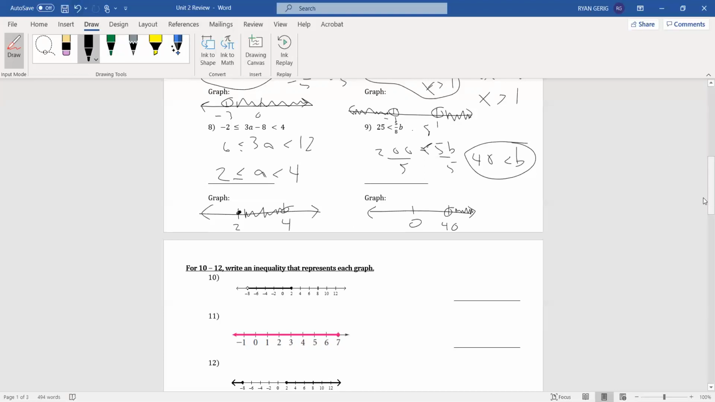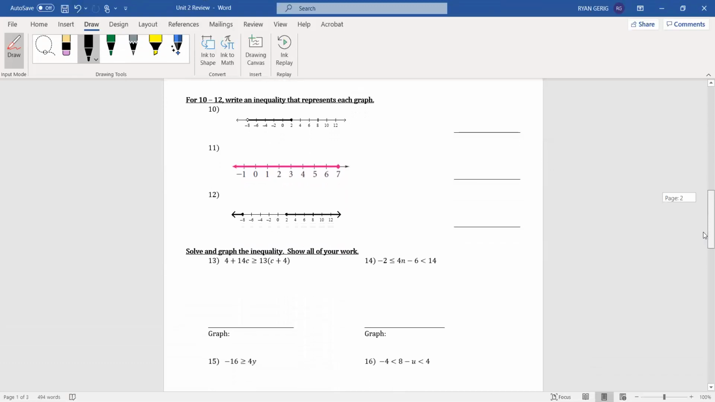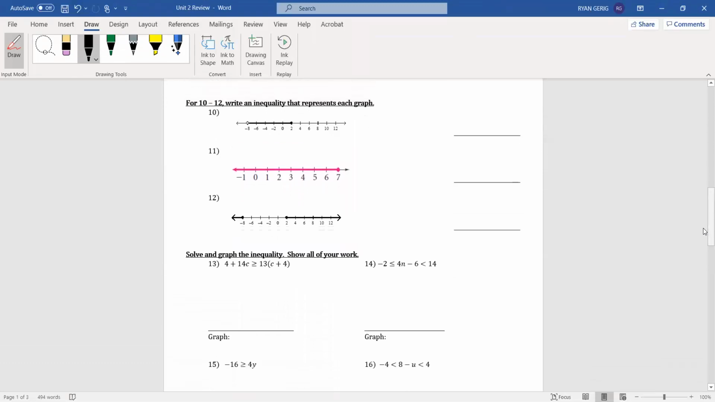Okay. Do a few more here. 10, 11, and 12, and then we'll stop this video. So write an inequality that represents each graph. So I see number 10 is an AND inequality. I'm shading between the two. So I'm going to put x in the middle. I'm going to put negative 8 on the left. And I'm going to put 2 on the right. And now it's just a matter of figuring out the signs.